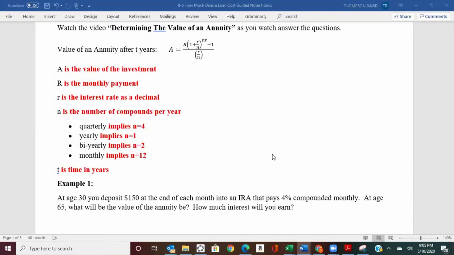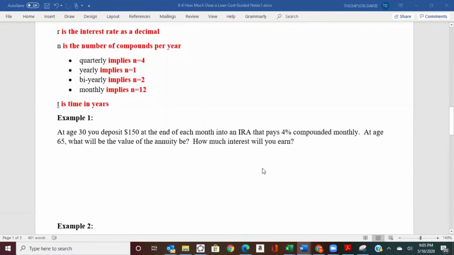Let's look at an example. At age 30, you deposit $150 at the end of each month into an IRA that pays 4% compounded monthly. At age 65, what will the value of the annuity be? How much interest will you earn? So let's highlight some things. Let's write down the formula first.